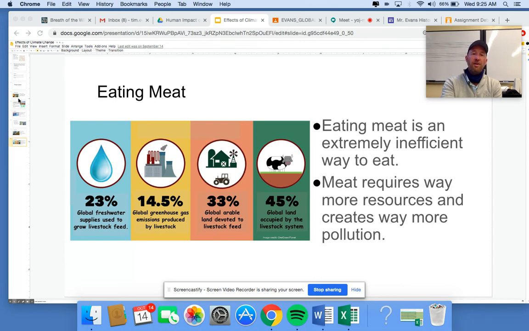So here are some of the major causes of climate change. Tomorrow we'll look at how we might be able to respond to it.